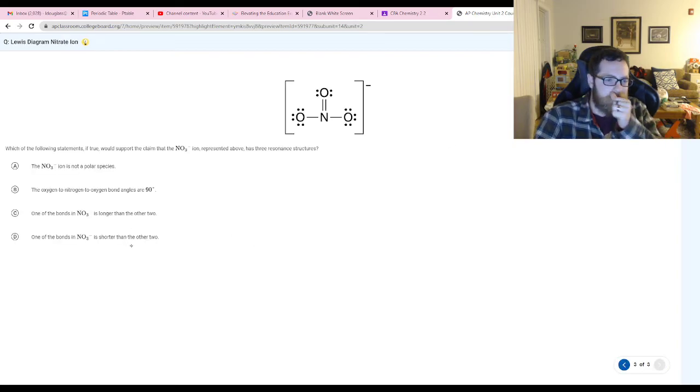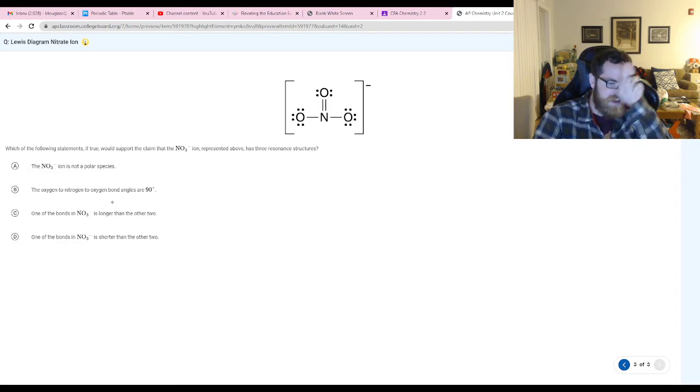This last one asks, which of the following statements, if true, would support the claim that NO3 ion, represented above, has 3 resonance structures? Well, let's look. And actually, I'll start at the bottom, because the top one is right, but one of the bonds is shorter than the other. If it has 3 resonance structures, all the bonds would be the same. One of them is longer than the other. Again, wrong for the same reason.